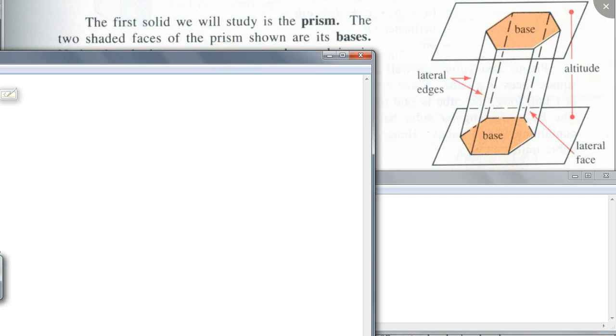I want you to discuss as a group. Why can't these two parallelograms be a base in this case? Why does it have to be this hexagon? Go ahead, everybody think about it. Why can't one of these lateral sides be a base in this case? Does anybody have any answer or idea?